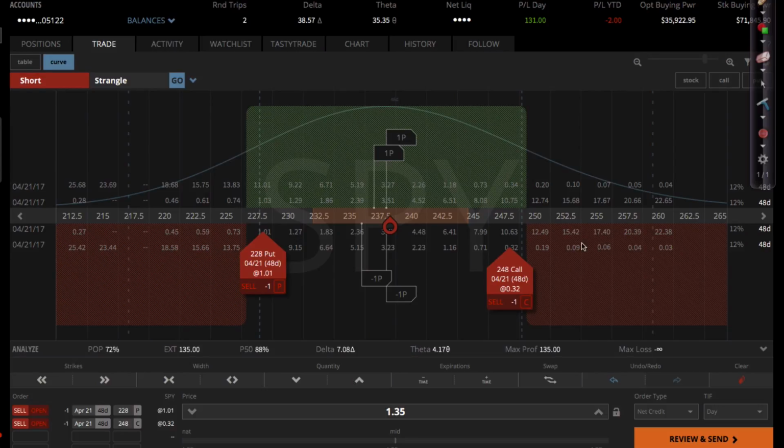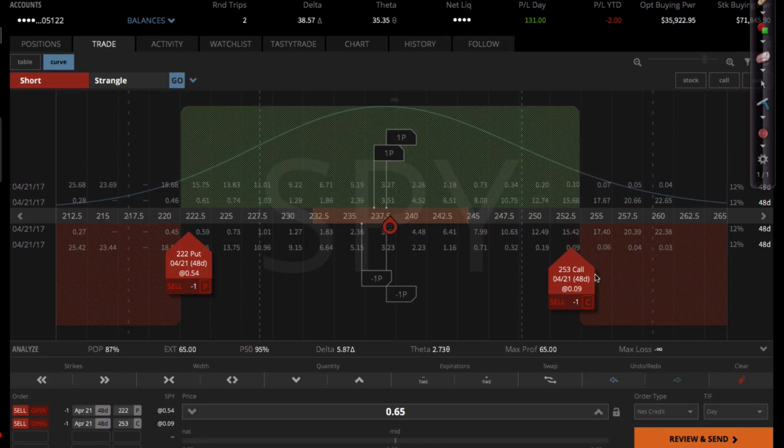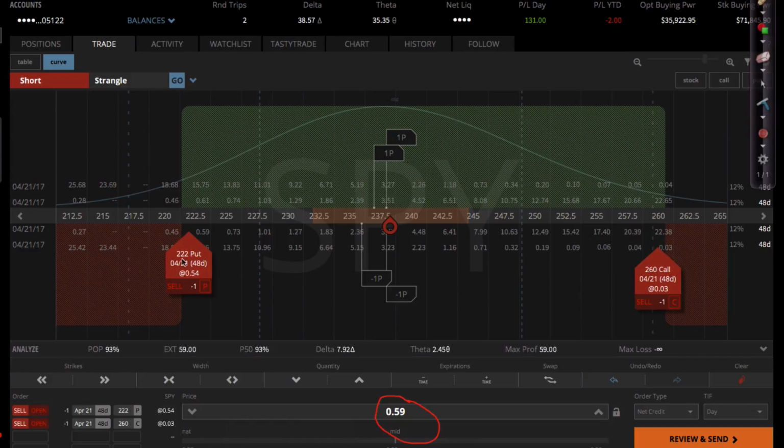You see how this profit zone is wider, right? And as I drag my, what they call wings, the sides of my trade wider, the profit area gets wider. But what's also happening, keep your eye on the credit. As I move my strikes wider, I have a higher probability of making money because the stock can move within this range, but I'm not collecting much money.